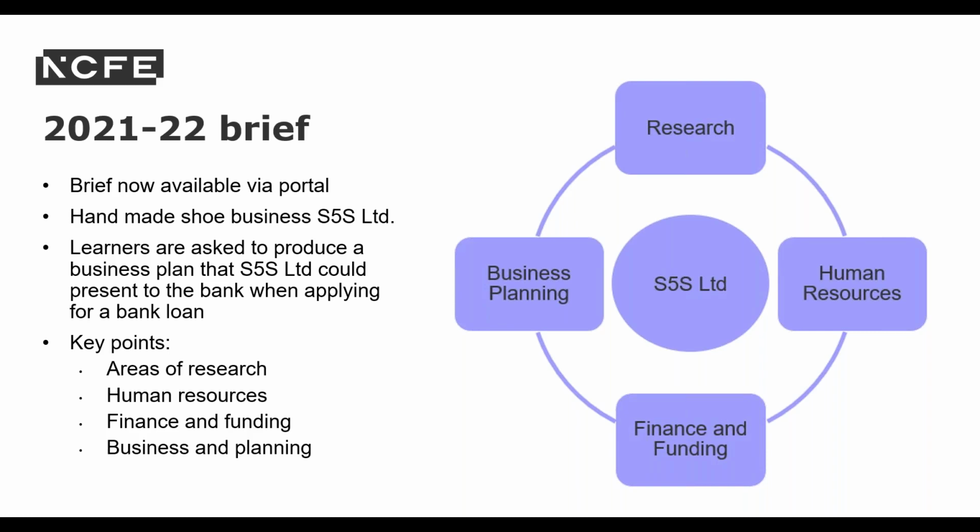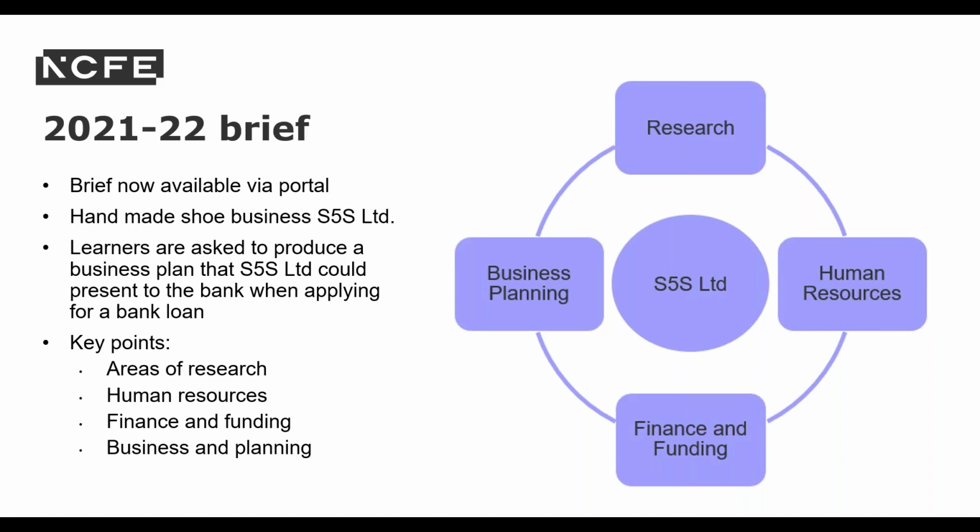In terms of finance and funding, learners need to focus on how S5S Limited will fund the new online business. There's lots of financial information in the brief, such as shoe sales, income statements, wages and productivity levels for shoemakers and the shoe mould maker. And there's also forecast data for the first 12 months of online trading. Learners should spend time identifying the costs as detailed in the brief and Appendix 1 to ensure they produce accurate financial data to support the achievement of Assessment Objective 4.